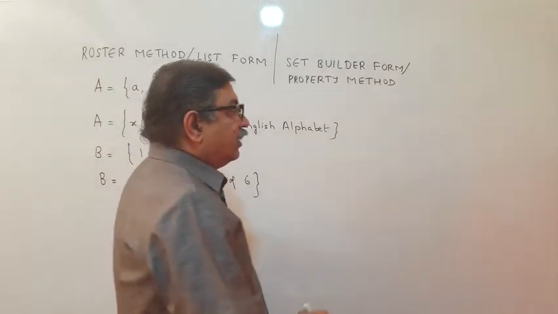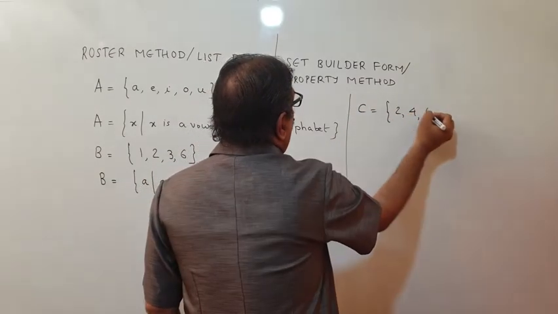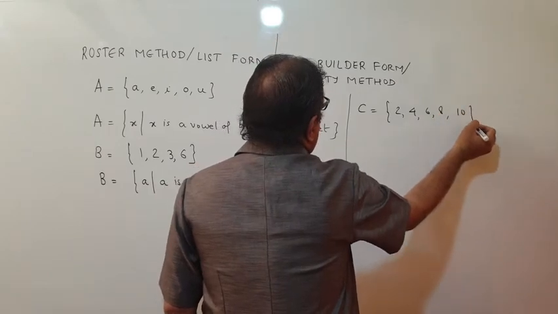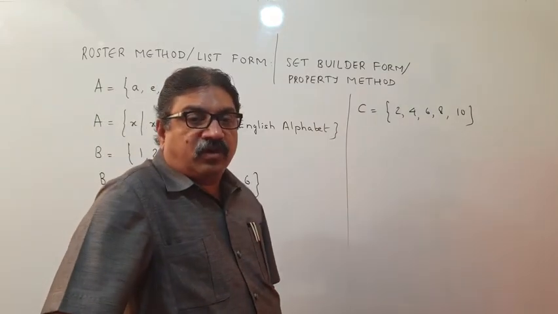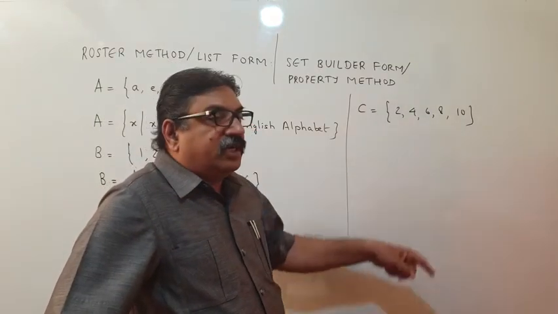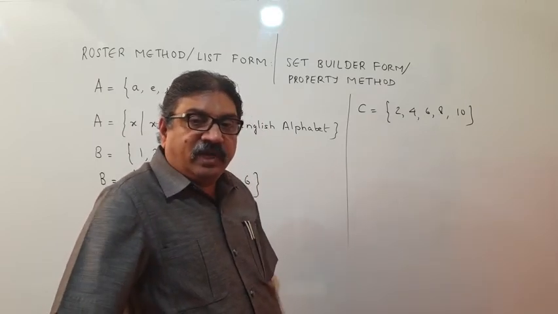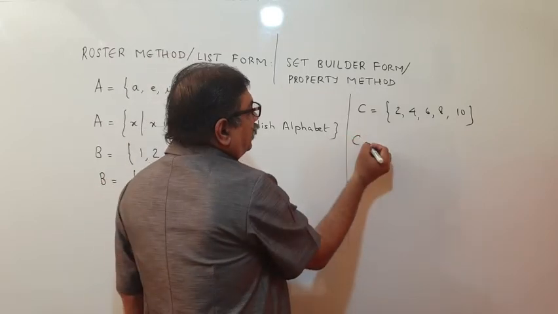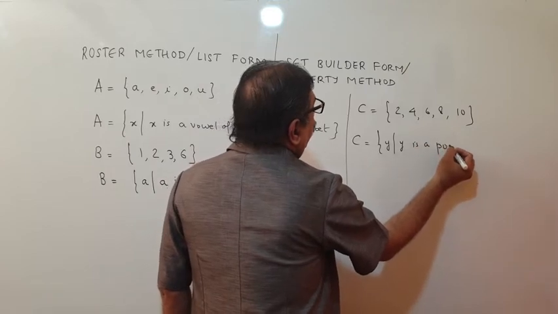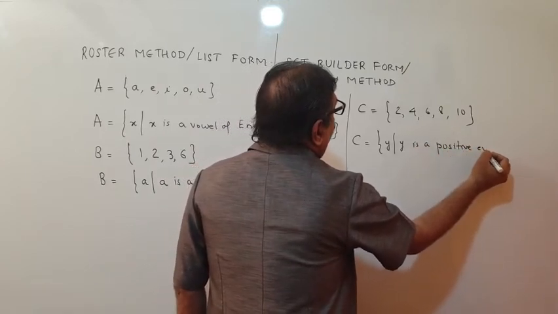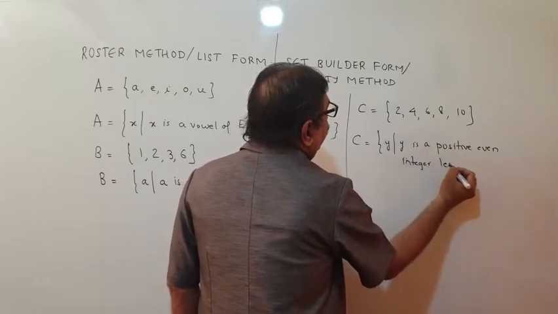Please understand. If I got a set C like this, having elements 2, 4, 6, 8 and 10, I will have to look for the property if I want to write this in set builder notation. I can see these are even integers, positive even integers, less than 11 or less than 12. So I can write C is equal to Y such that Y is a positive even integer less than 11.